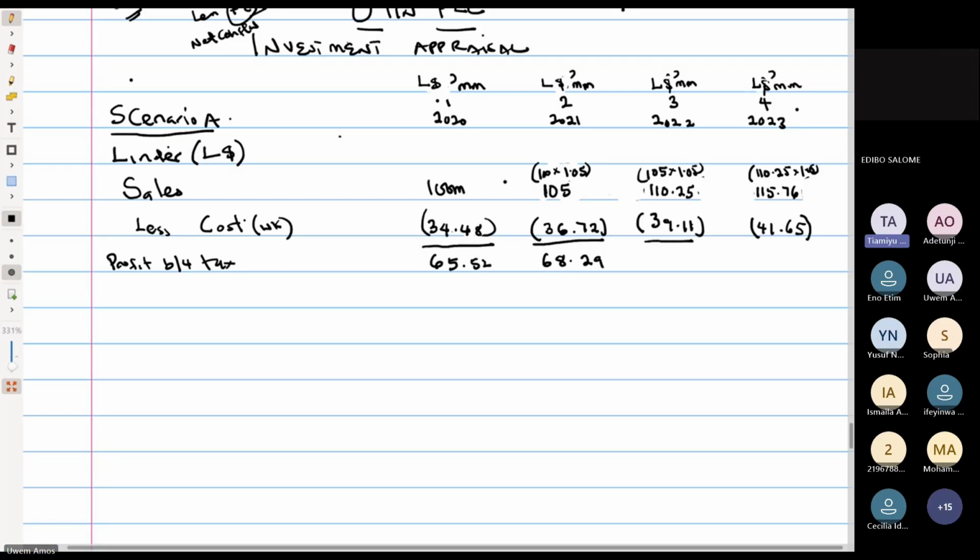The next one, 110.25 minus 39.11. That's 71.14. Very true, I just reconfirmed that.